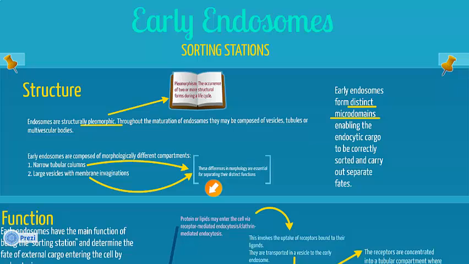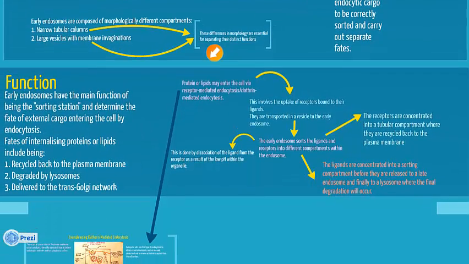Early endosomes are composed of morphologically different compartments, narrow tubular columns, and large vesicles with membrane invaginations. These differences in morphology are essential for separating their distinct functions, the main function being the sorting station of the cell. Proteins or lipids may enter the cell via receptor-mediated endocytosis. This involves the uptake of receptors bound to their ligands. They are transported in a vesicle, which becomes the early endosome.